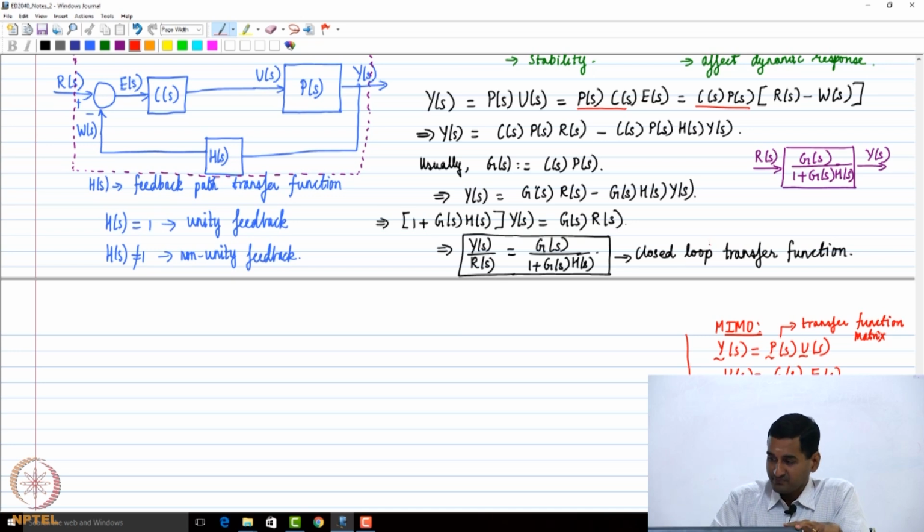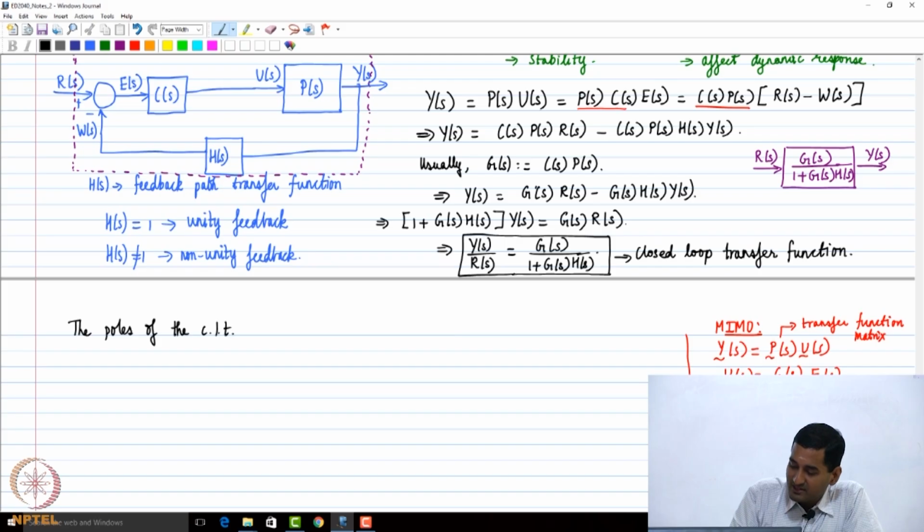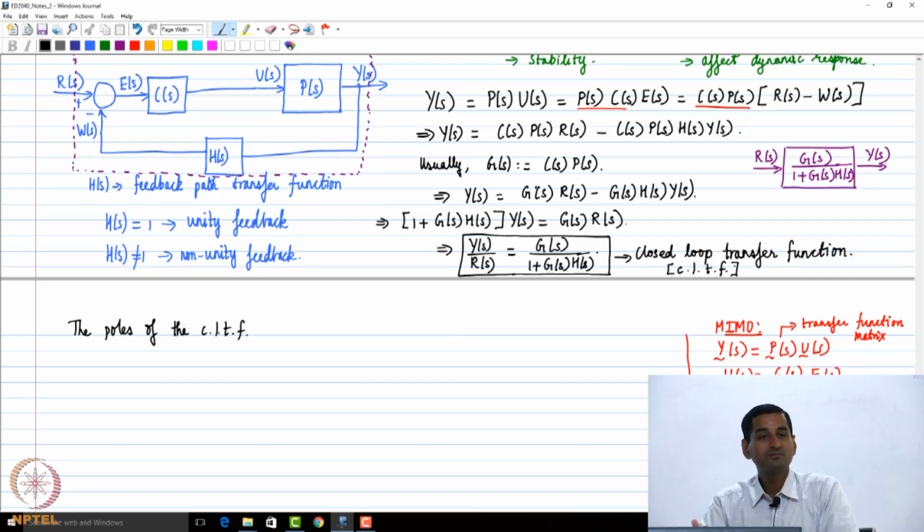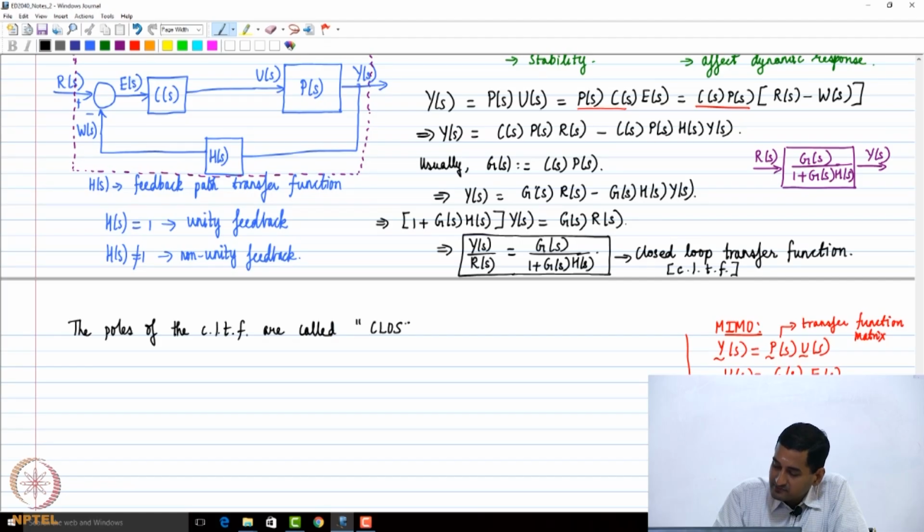I hope this is pretty simple, so the definition should be clear to us. Now the poles of the closed loop transfer function. I am just going to abbreviate the closed loop transfer function as CLTF, just so as not to keep writing closed loop transfer function all the time. The poles of the closed loop transfer function are called closed loop poles.